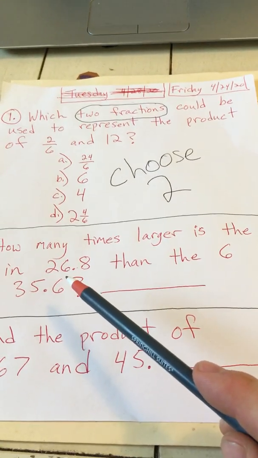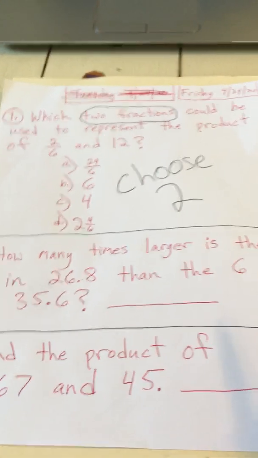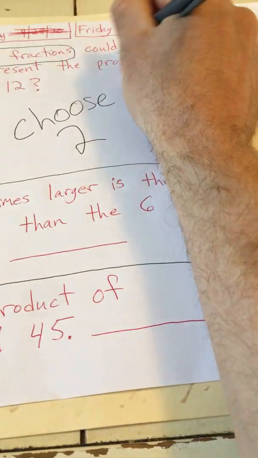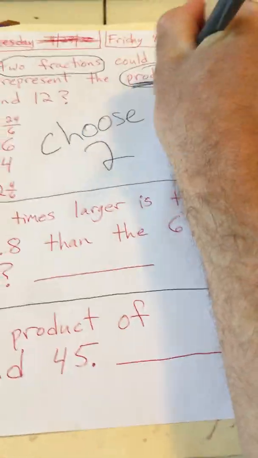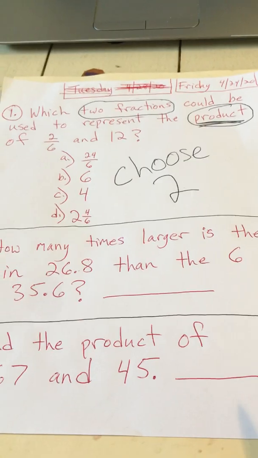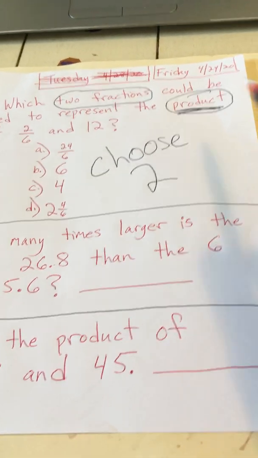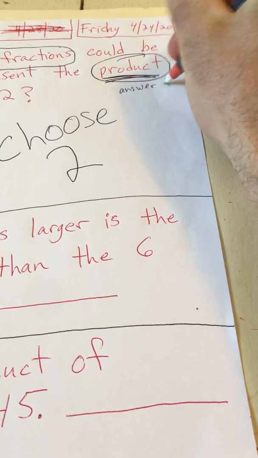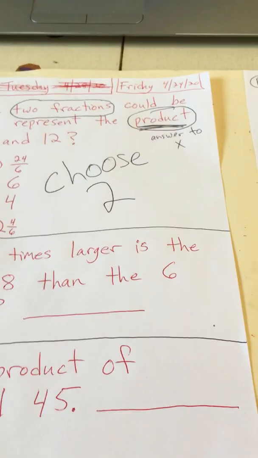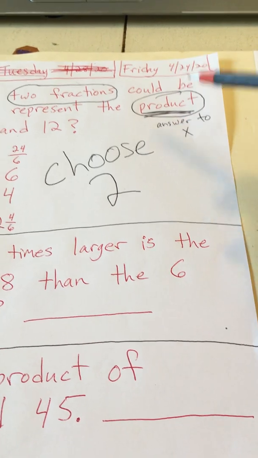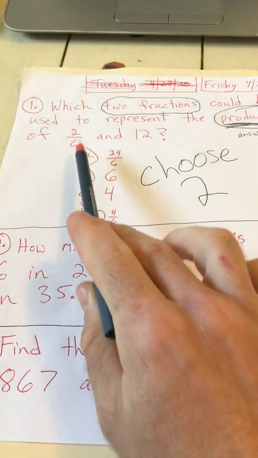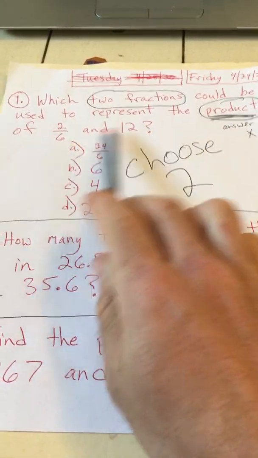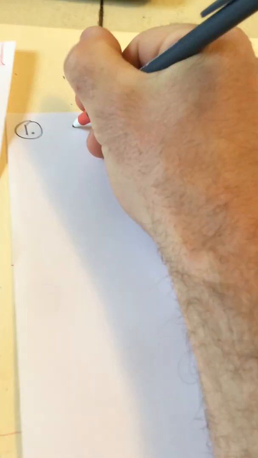Which 2 could be used to represent the product of 2/6 and 12? And now this word product is telling us which operation that we need to do in order to solve this problem. So to find the product is the answer to a multiplication problem. So to find the product, we're going to have to multiply, because product will be the answer when you multiply these 2. So the product of them will be multiplying them. So we're going to multiply 2/6 times 12 to find their product.